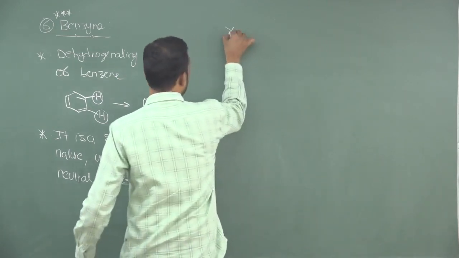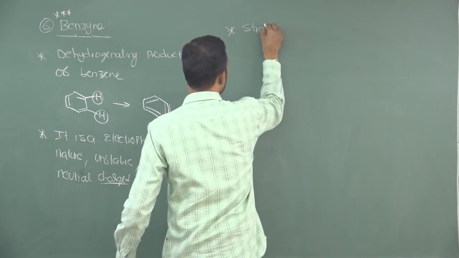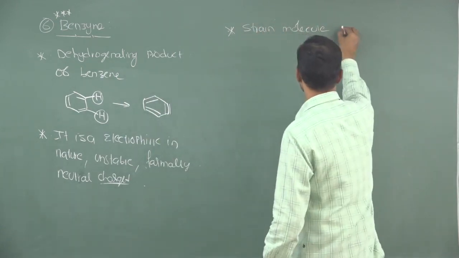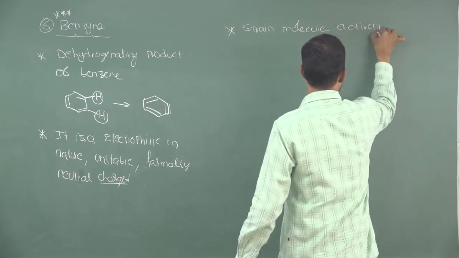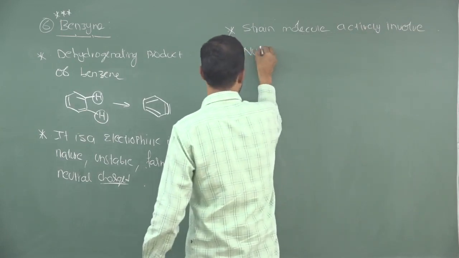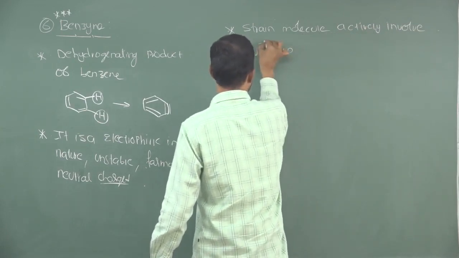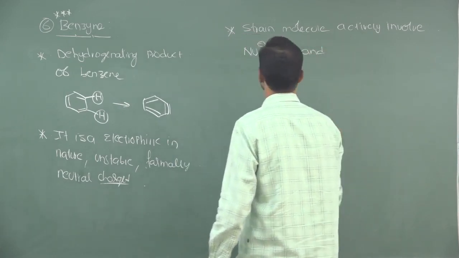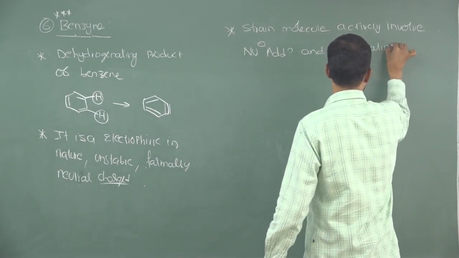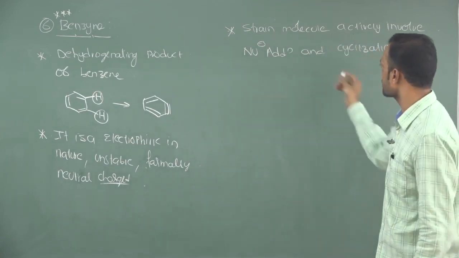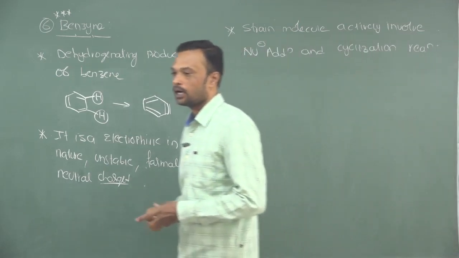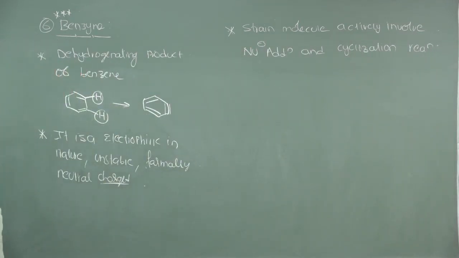Okay. Now, benzyne is a strained molecule. It is actively involved in nucleophilic addition reactions and cyclization reactions. So it is a very strained molecule. They want to release their strain. So that's why they undergo addition reactions and cyclization reactions. So two common reactions are expected for benzyne: addition and cyclization reaction.